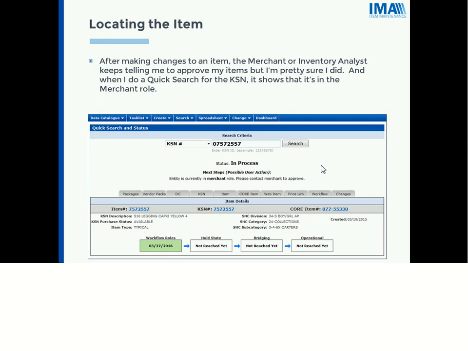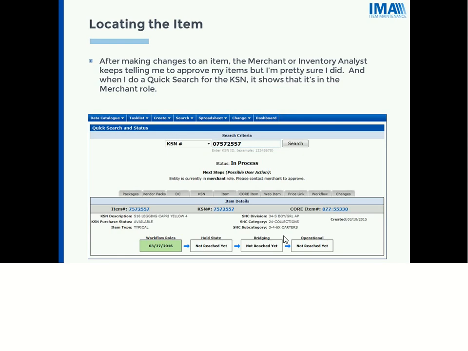This is a scenario that happens quite a bit. After making changes to an item, the merchant or inventory analyst keeps telling me to approve my items, but I'm pretty sure that I did. And when I do a quick search for the KSN, it shows that it's in the merchant role. I'm sure that's happened to many of you at some point. It's confusing because you do a quick search for the item and it says that it's in the merchant role, yet your merchant or inventory analyst keeps telling you that you need to approve it.